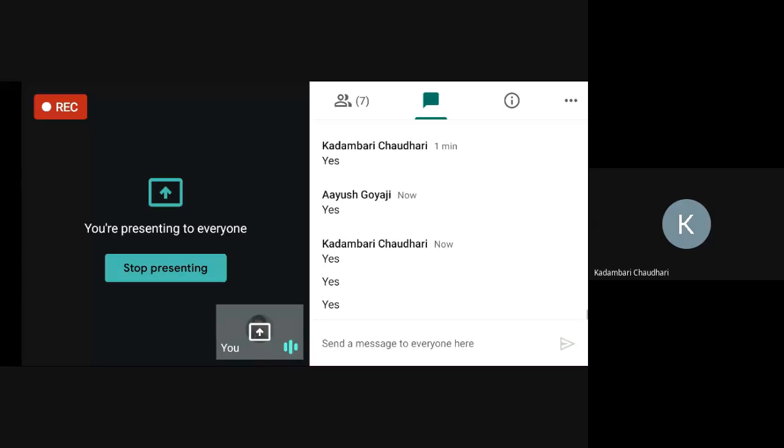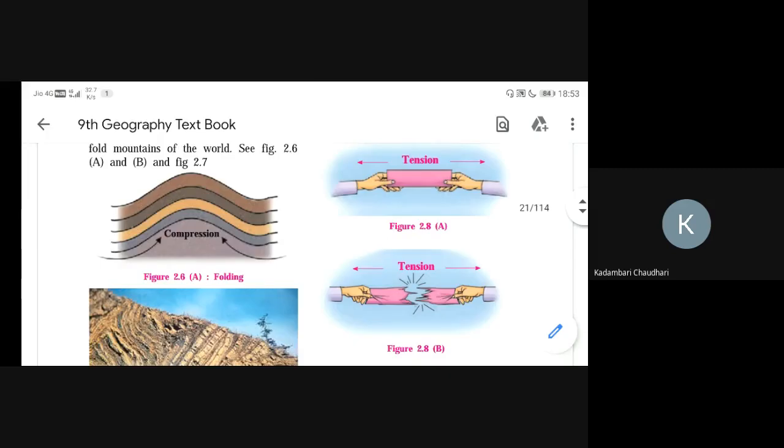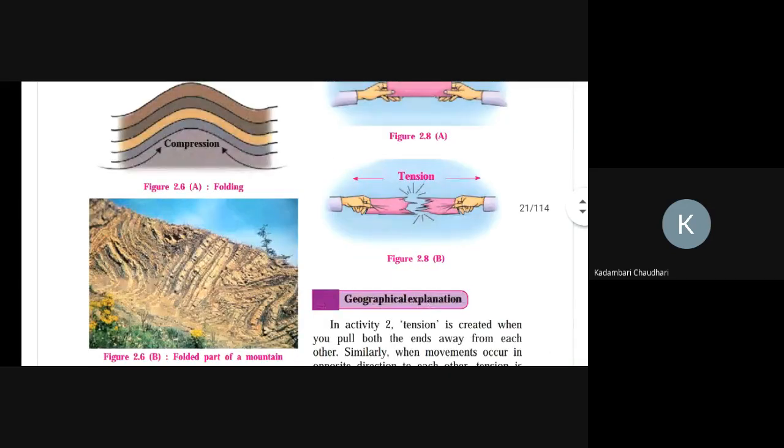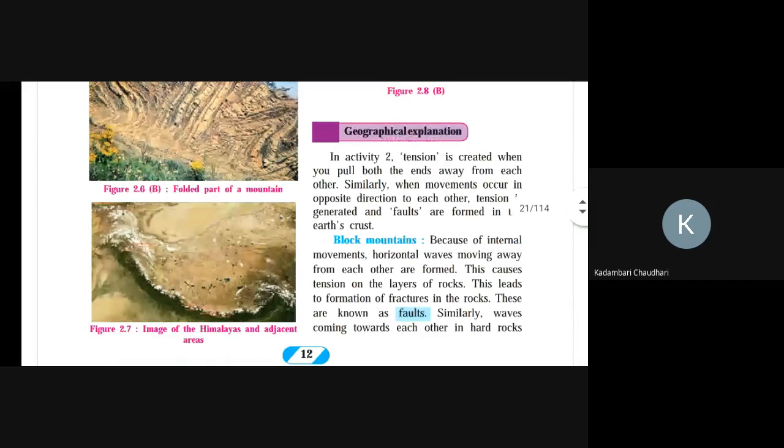So we studied pressure. Now we are going to study tension. Mountains are formed because of pressure movement. Now see here, in activity 2, tension is created when you pull both the ends away from each other. Similarly, when movements occur in opposite directions, tension is generated and faults are formed in the earth's crust.